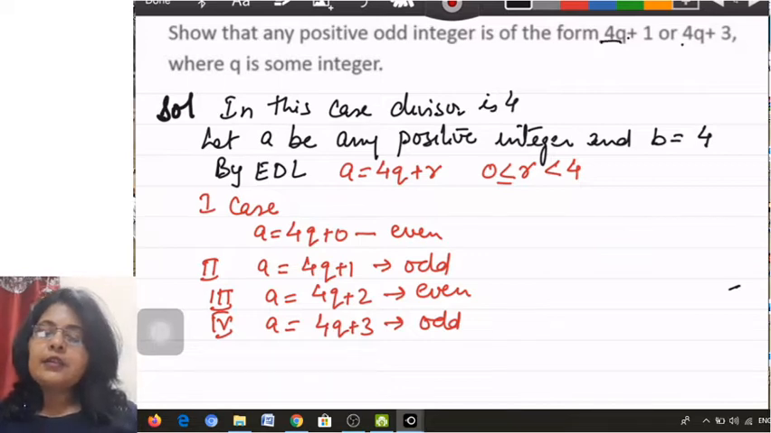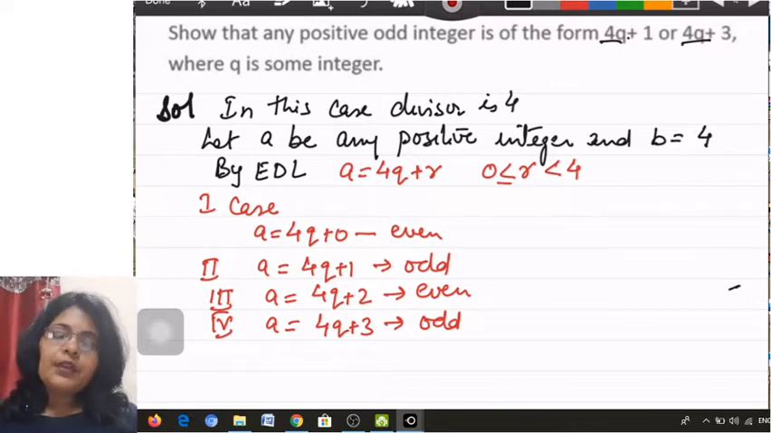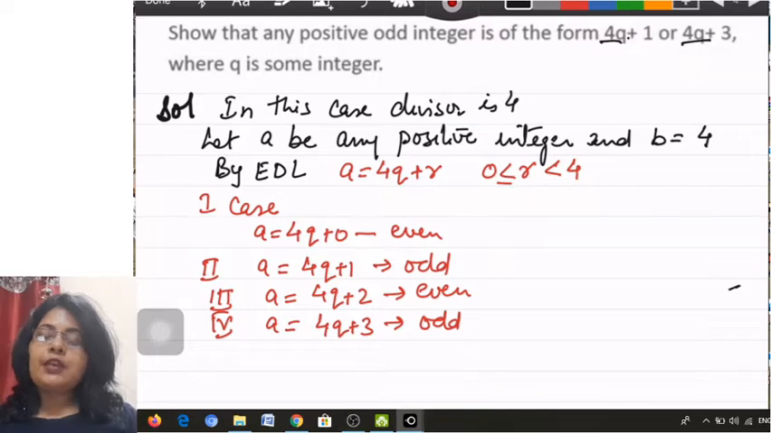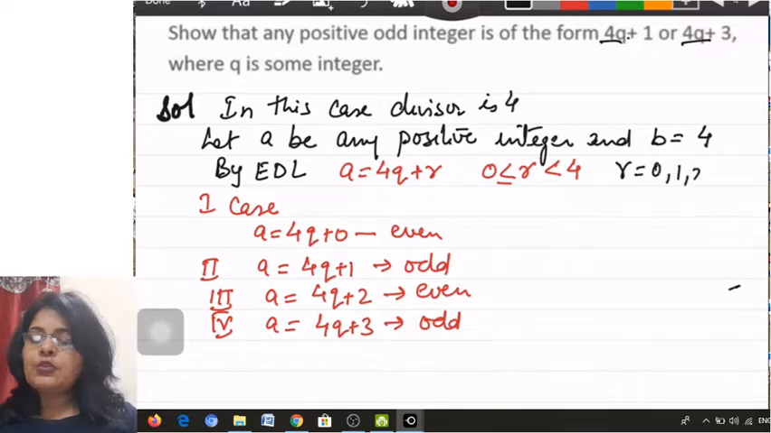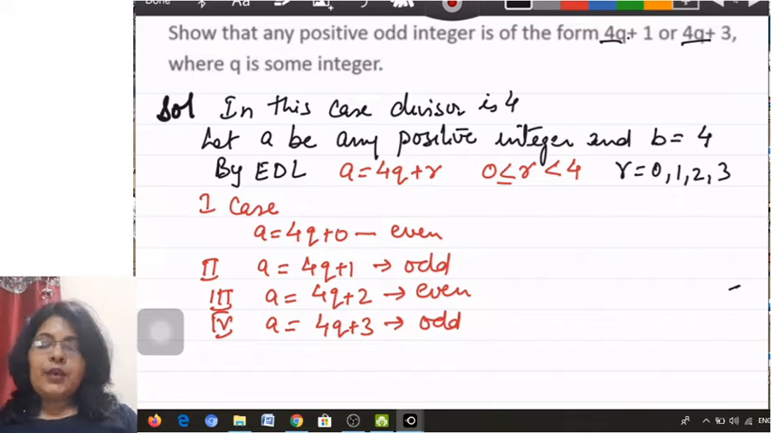We'll see this. It is written 4 here. The divisor has become 4. We will write the same steps. Let a be any positive integer and b equal to 4. Then by Euclid division algorithm, a equal to 4q plus r, and r is greater than or equal to 0 and less than 4. Now here r has become 0, 1, 2, 3. So we will have 4 cases: first case, second case, third case, fourth case.